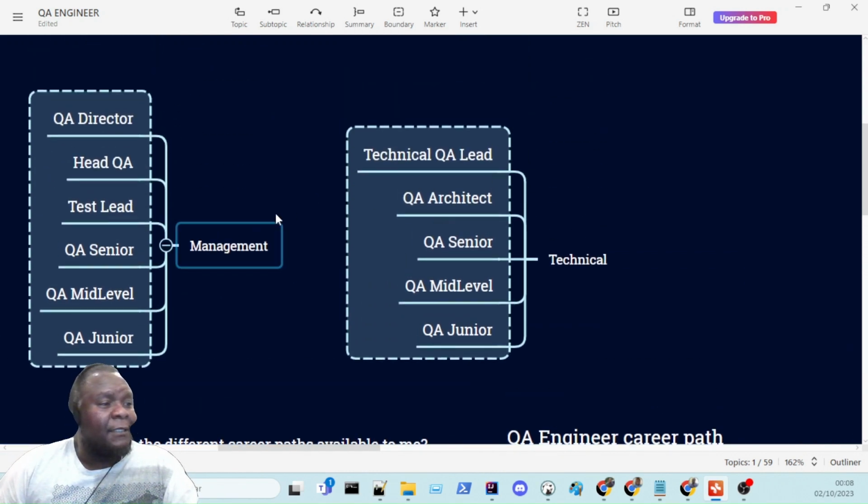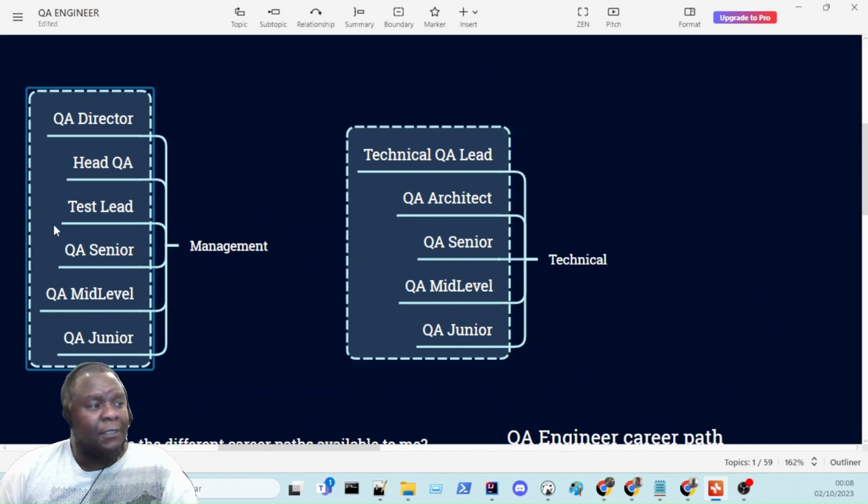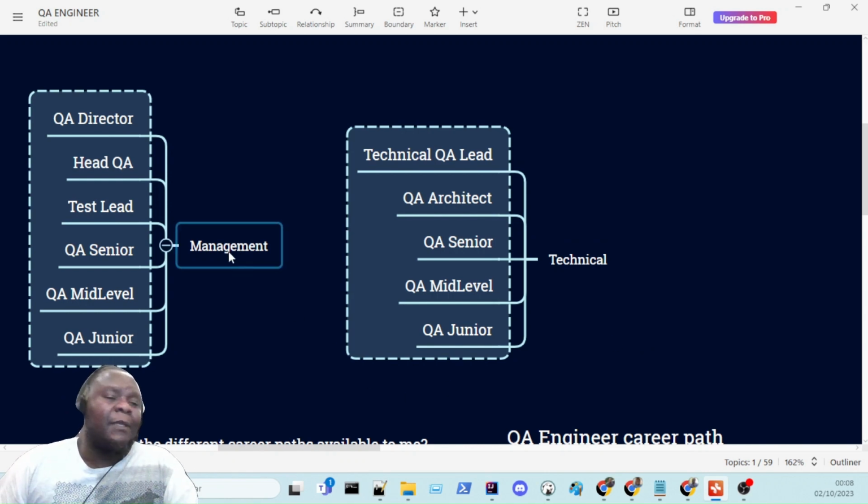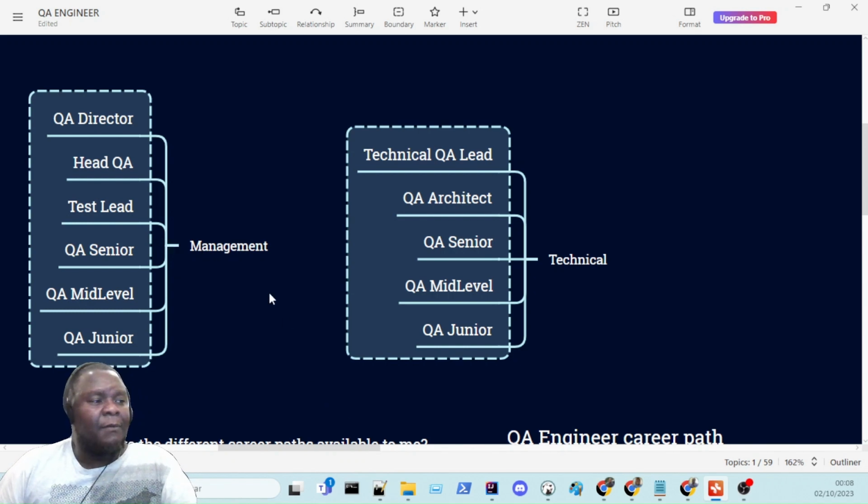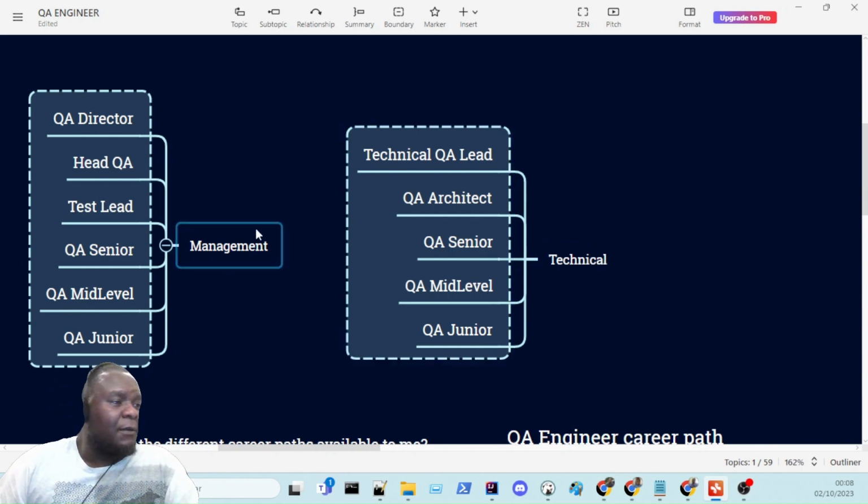Here I just divided it into two boxes, two boards, about management and technical. I divided it here because of the Y career, right? You can go for management in this area and be very successful. And the same with technical, you can be very successful too, right? So let's talk about the management.